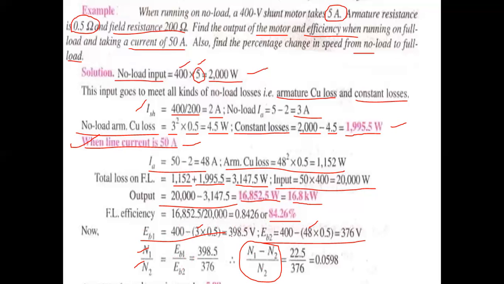Like this, we have calculated EB1 is equal to 398.5 volts and EB2 is equal to 376 volts. Then the difference, 398.5 minus 376, is equal to 22.5, which is divided by 376 volts, which gives the percentage change in speed from no load to full load as 5.98 percent. And like this, you have to calculate this type of problems.